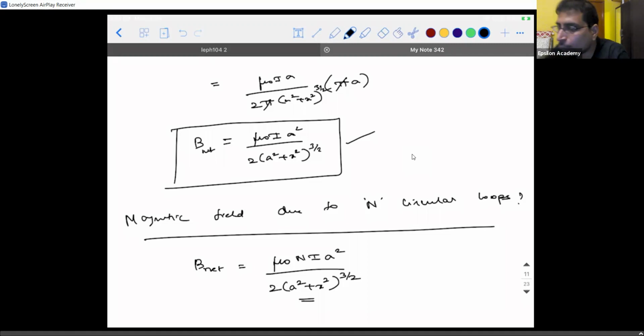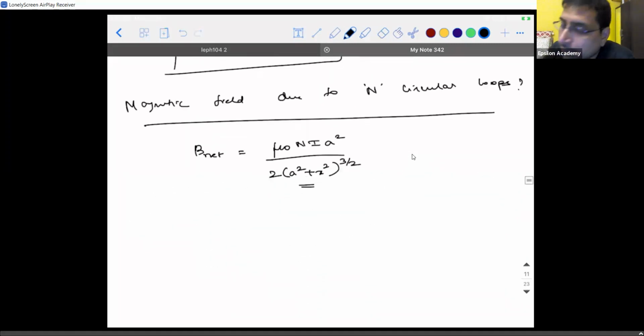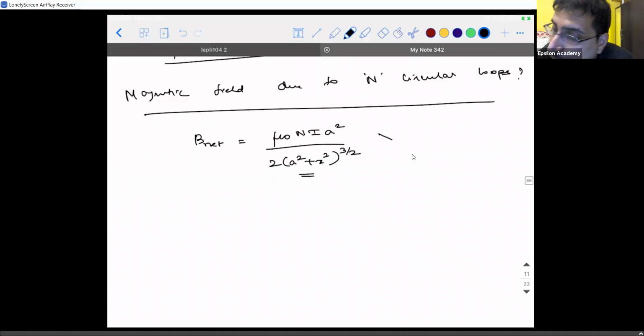Right? Mu naught n I A square divided by 2 into A square plus X square the whole power 3/2. As I told you, this value is very important and it has to be remembered. We'll go to the next point.